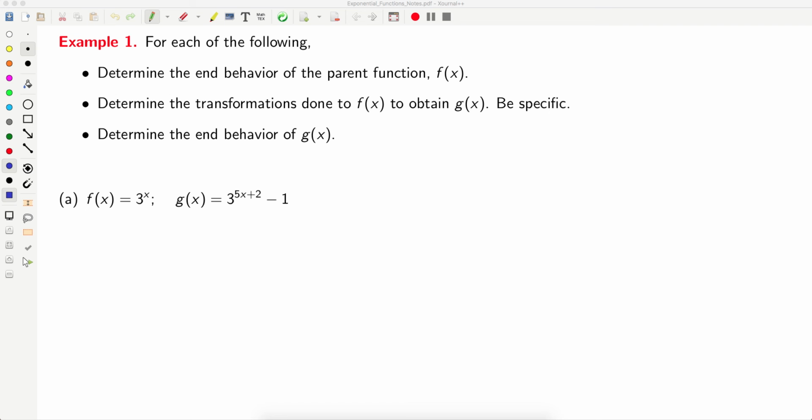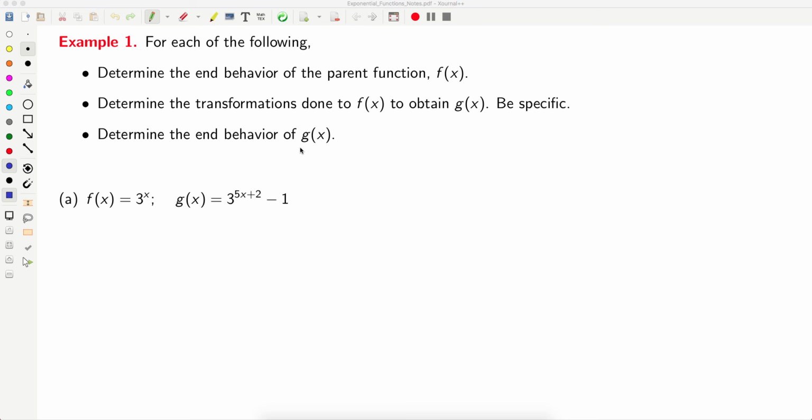In this video, we're going to take a look at some parent functions and transformations for exponential functions. For each of the following, we're going to determine the end behavior of the parent function f of x, so our b to the x parent function. And then we're going to look at the transformations done to f of x to obtain g of x, be specific, so reflections, translations or shifts, stretches, compressions, and the like. And then after that, we're going to determine the end behavior of g of x.